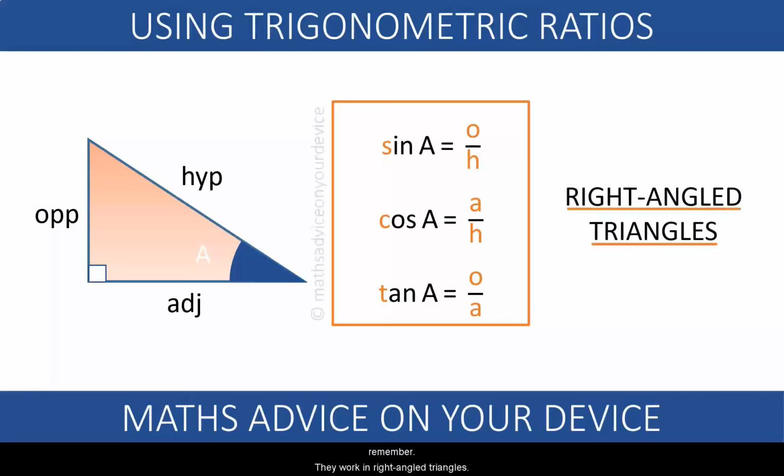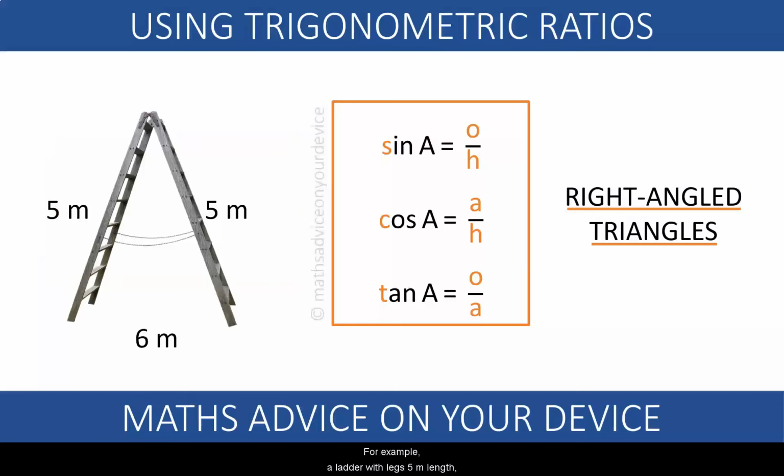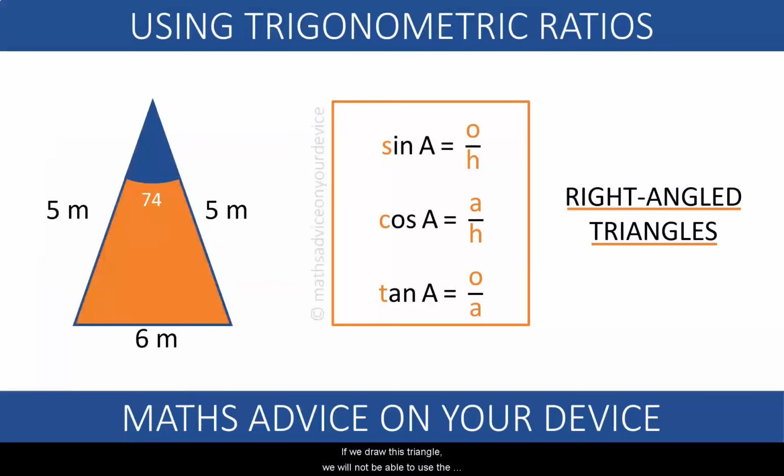They work in right angle triangles. The clue is to identify the right angle triangle. For example, a ladder with legs 5 meters in length, 6 meters apart. If we draw this triangle, we will not be able to use the trigonometric ratios. You always have to find the triangle with a 90-degree corner.